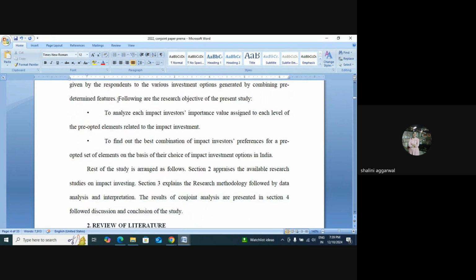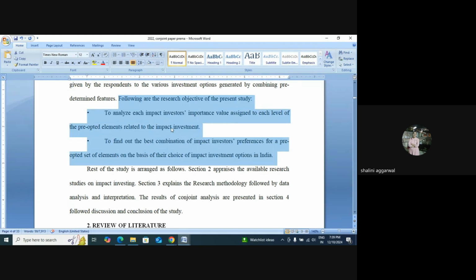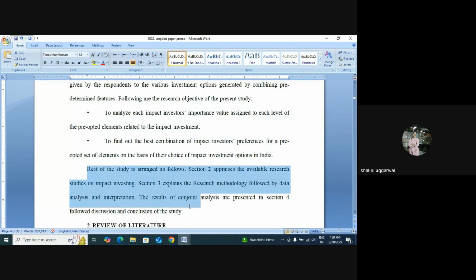Introduction में, end में, this is a student paper. In the end, she has written about the objective of the present study, to analyze each impact investor's importance value assigned to each level of pre-opted element. ये पेपर conjoint पे था, तो उस तरह से she has made the objective, right? So the objective of the study comes at the end, and in the last you talk about the chapter-wise scheme. I want all of you to read this, please.